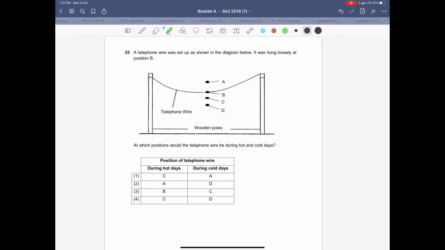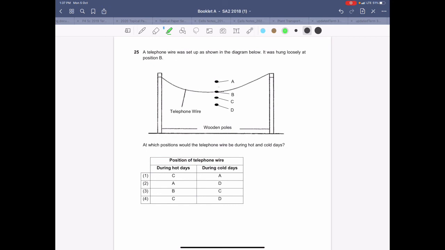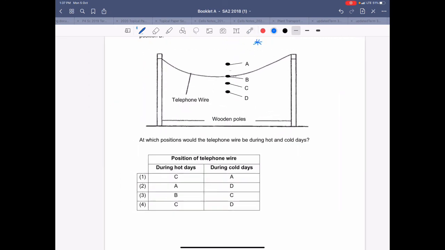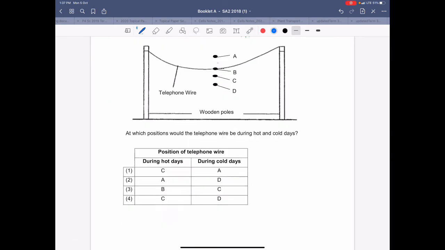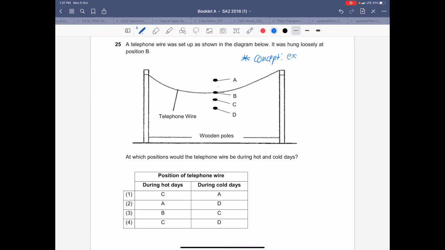Okay, 24. A telephone wire was set up as shown in the diagram below. It was hung loosely at position B. At which position would the telephone wire be hung during hot and cold days? Now, straight off the bat, because you have done so many questions on heat, you should know that this is a concept that's testing you on expansion and contraction. So this is why practicing actually helps. Straight off the bat, you know it's expansion and contraction. Now, they asked you, where would it be during hot and cold days?